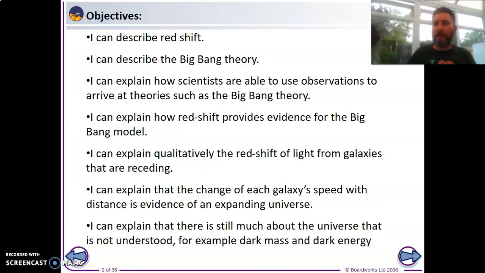We're going to describe the Big Bang Theory. We're going to look at something called redshift and how we use that as evidence for the Big Bang, and we're going to look at other evidence that suggests the Big Bang Theory is correct. But we're going to look at how that model is changing over time as our knowledge increases a little bit.